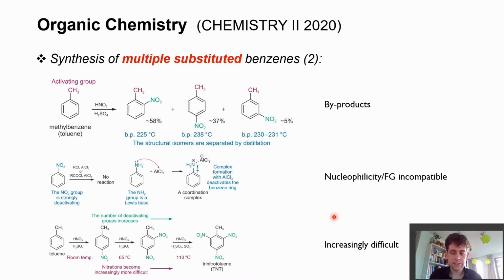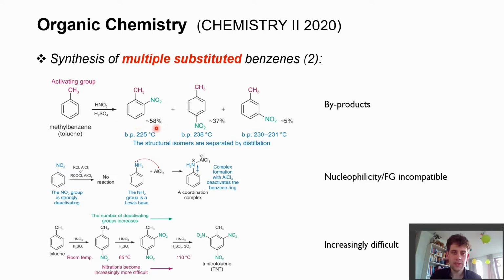So now we see some examples for the synthesis of multiple substituted benzenes. And you can see in the first row here, we start with methylbenzene. That's also called toluene, that you've probably also heard already. And we want to do a nitration reaction. So we are using our nitric acid together with sulfuric acid. We are joining our nitronium cation here that acts as an electrophile.